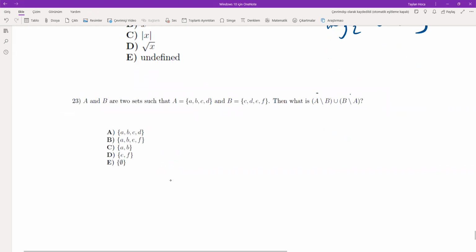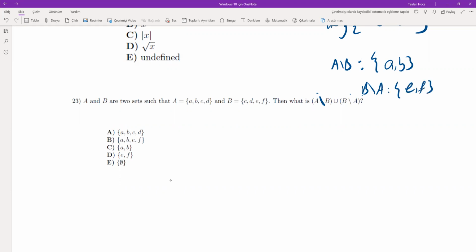This means set difference. The elements in A, but not in B. So they are A and B. They are in A, but not in B. B difference A is the elements in B, but not in A, E and F. So their union is A, B, E, F. Okay? So please know that sign as set difference.